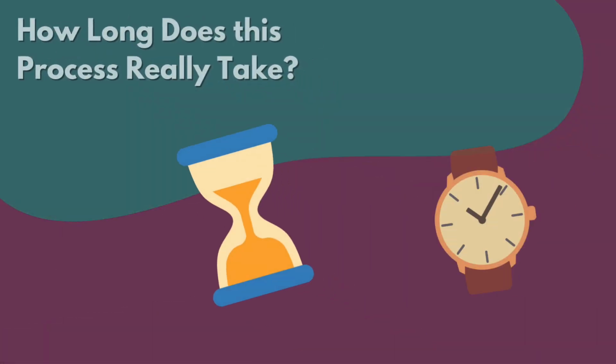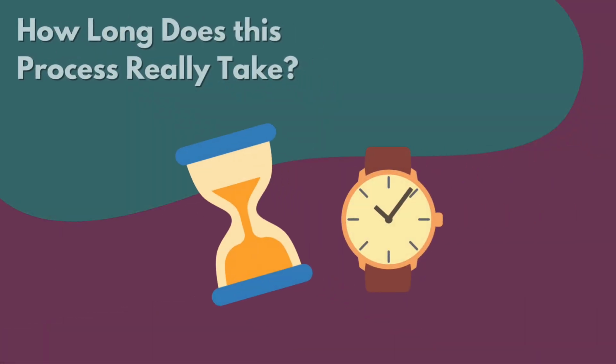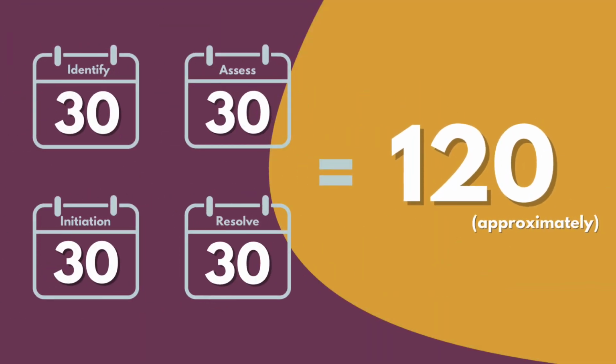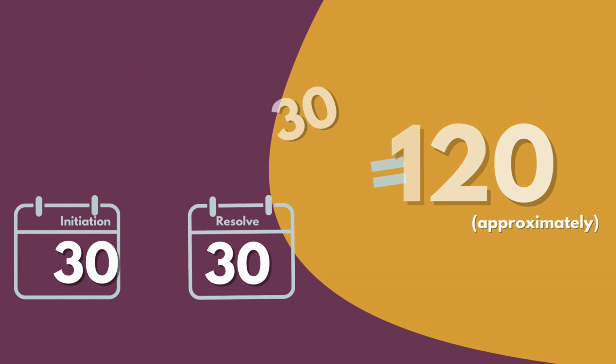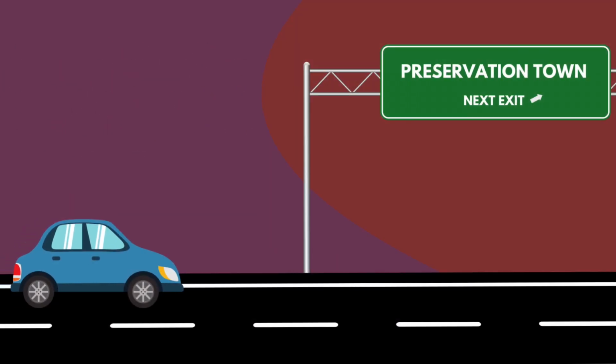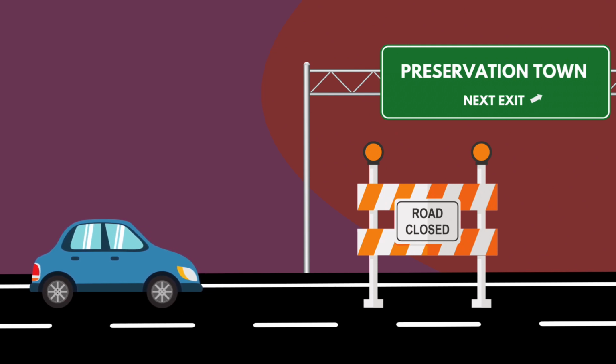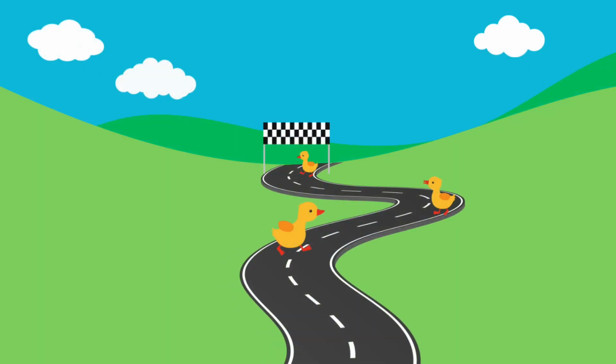There is no exact timeline for the Section 106 process. Some say that it takes 30 days per step to complete, or approximately 120 days in total if all 4 steps are needed. However, that timeline is only if there are no issues along the way. Depending on who is involved in the project and how large it is, Section 106 compliance could take much longer. In other words, it pays to get your ducks in a row.